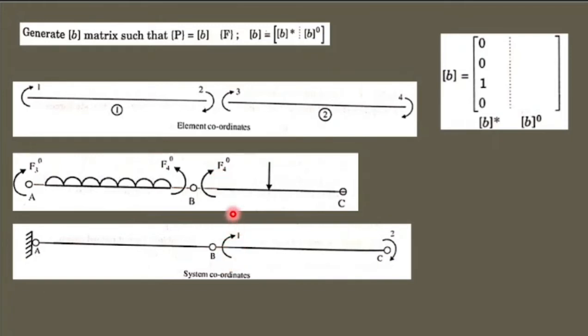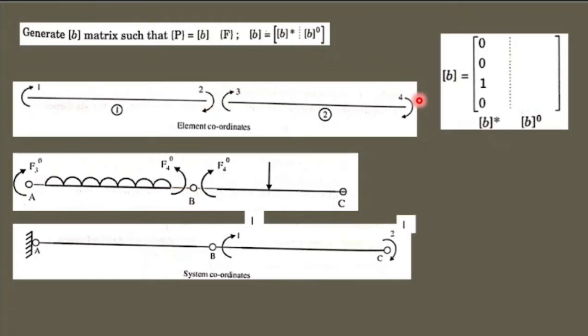If you apply a force 1 here, you have nodes 1, 2, 3 and 4. So you are applying a force at node 3. At this point you are applying the force 1, you will be having 0, 0, 1, 0. So this will be your transformation matrix. Currently you are applying a force here and you have the beta matrix as 0, 0, 1 and 0.